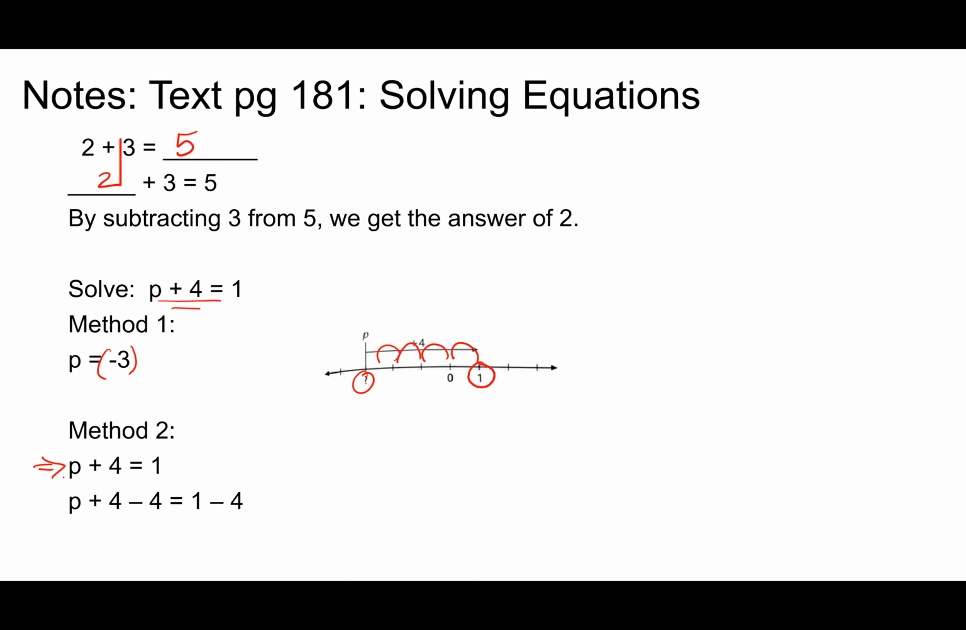So what I'm going to do is subtract 4 from both sides. And this is how I show my work. My next line of work would look like this. P plus 4 minus 4 equals 1 minus 4. Now what's P?